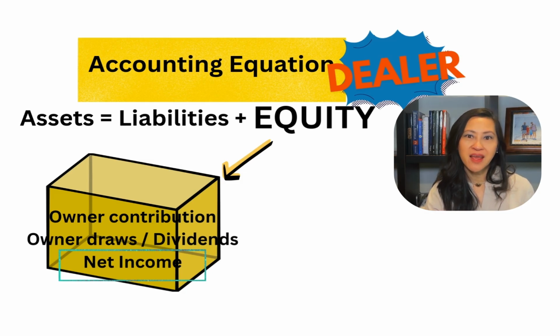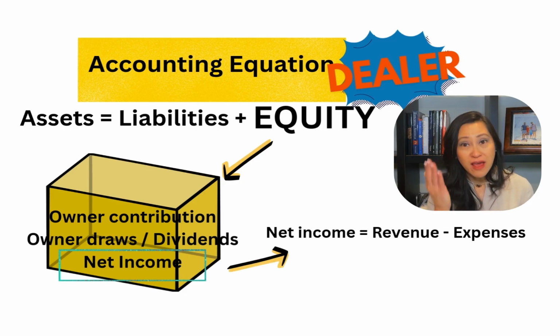Now here's the important part. Net income isn't mysterious either. Net income is just revenue minus expenses. That's your profit and loss statement, your income statement. So when your business earns revenue, that eventually flows into equity. When your business has expenses, that reduces net income, which also affects equity.